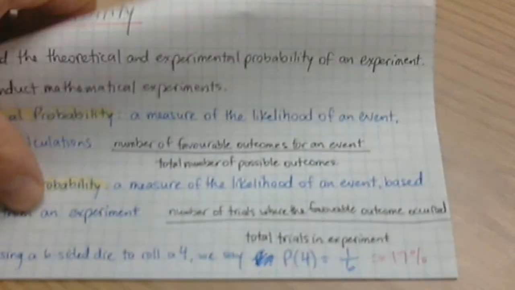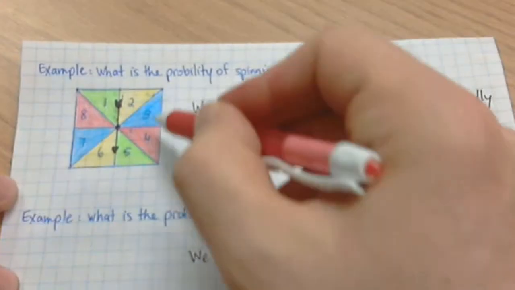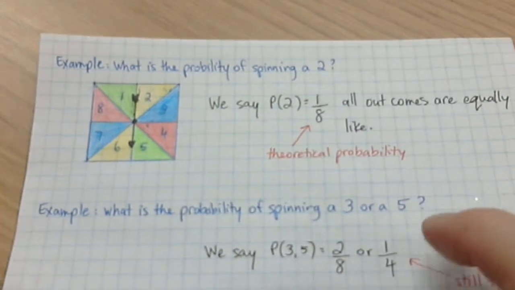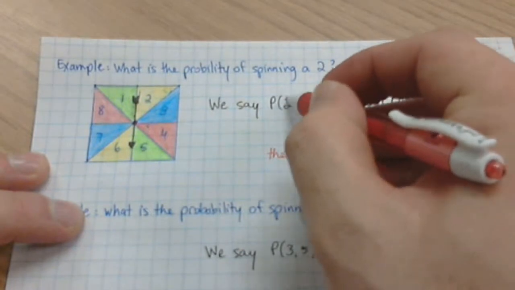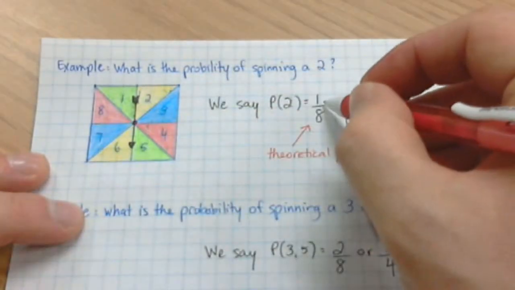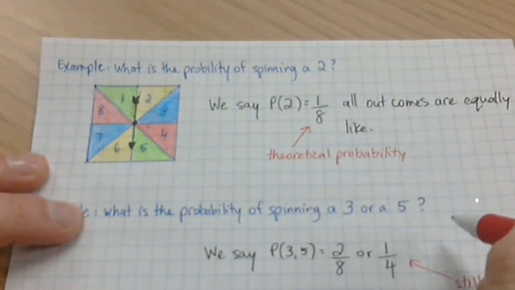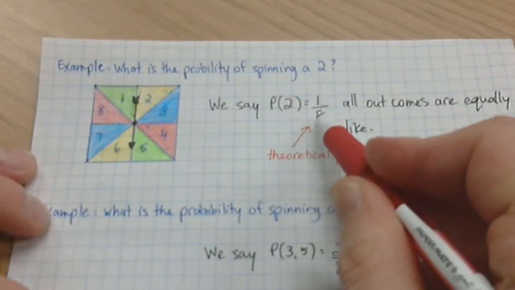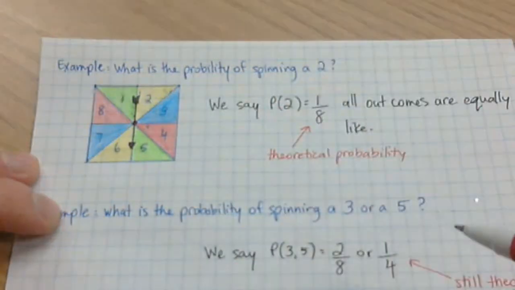Okay, a couple more examples to look at. If you look at this, you have 8 different sections. They're all evenly spaced. So I'm curious what the probability of spinning a 2 is. You write it like this: P, and in brackets 2. There are 8 choices, and the favorable one is 1. And all outcomes are equally likely. So this is the theoretical probability: the probability of spinning a 2 is 1 out of 8.